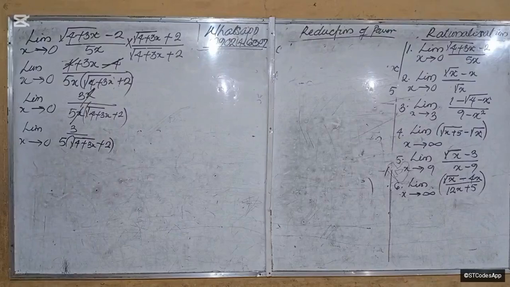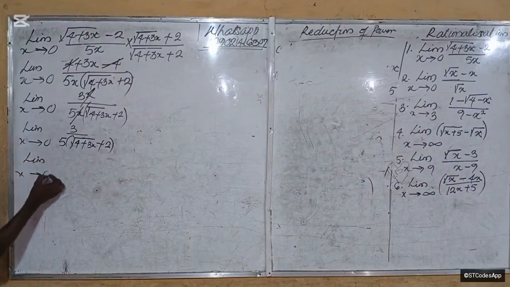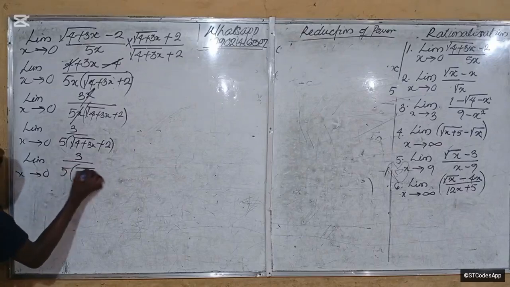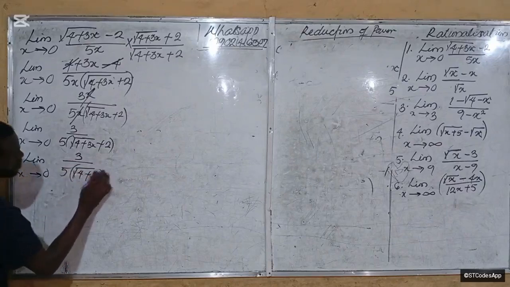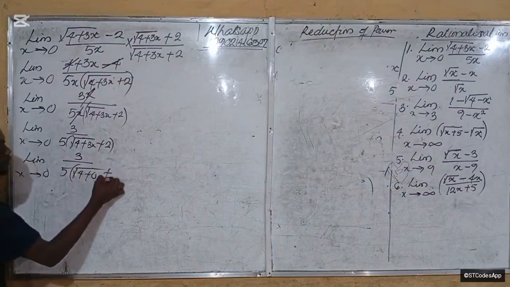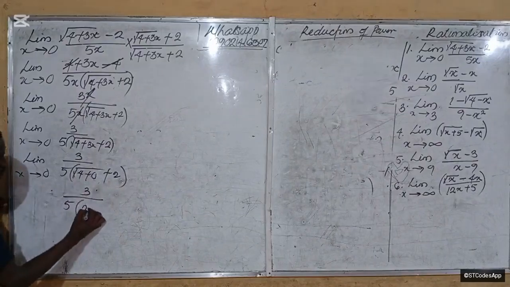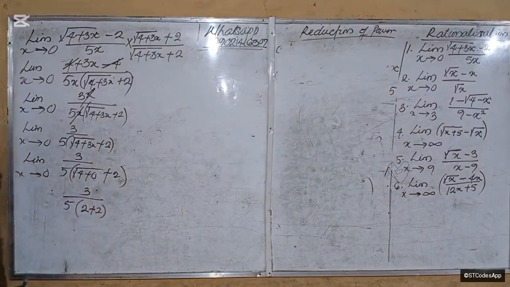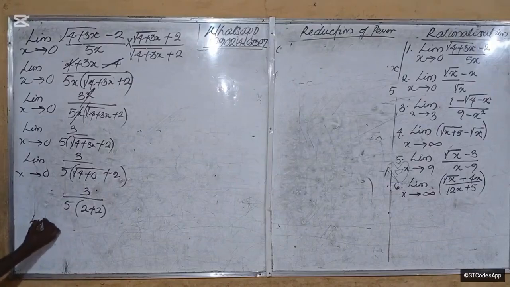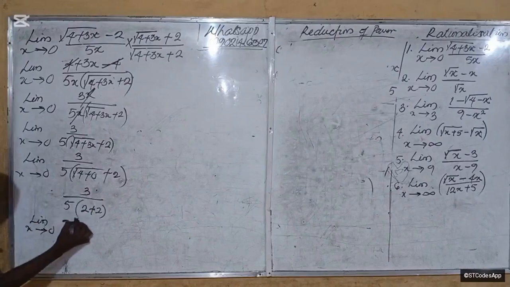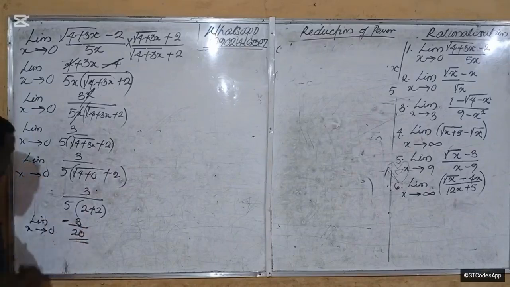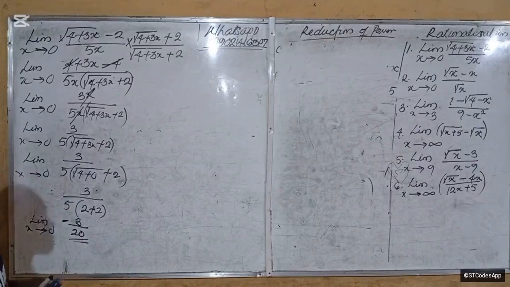Okay? So we can now plug 0 into the equation. By the time we plug 0 in, the limit as x approaches 0 of our expression becomes 3 over 5 into bracket root 4 plus 3 times 0. What is 3 times 0? 0, right? Then plus 2. So we have 3 over 5 into bracket. The square root of 4 is 2, plus 2, that's 4. 4 multiplied by 5 is 20. So the limit as x approaches 0 of our expression becomes 3 over 20. Okay? All right, so you see, it's short and simple. No, it's not short. It's long and simple.